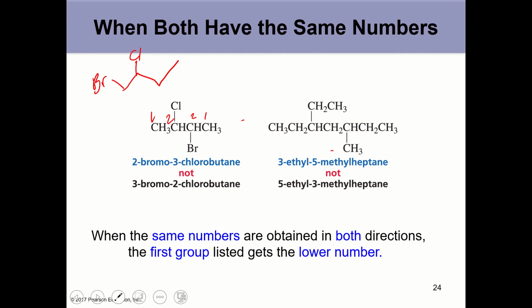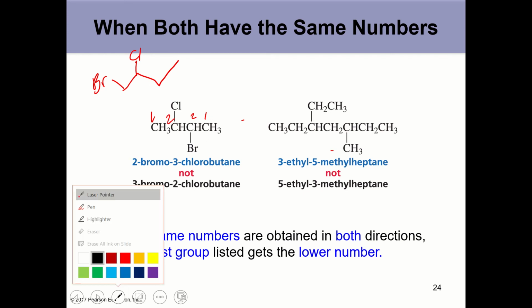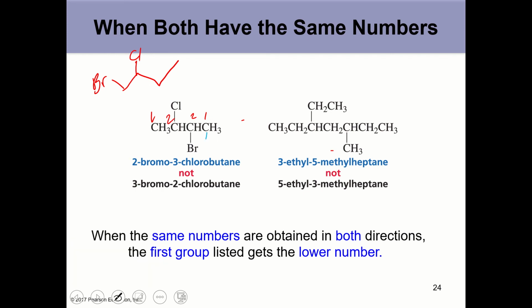a 4-carbon chain with a chlorine substituent and a bromine substituent. Well, bromine comes alphabetically before chlorine, and so I'm going to number from right to left in blue. And so that we have 2-bromo-3-chlorobutane using our numbering.